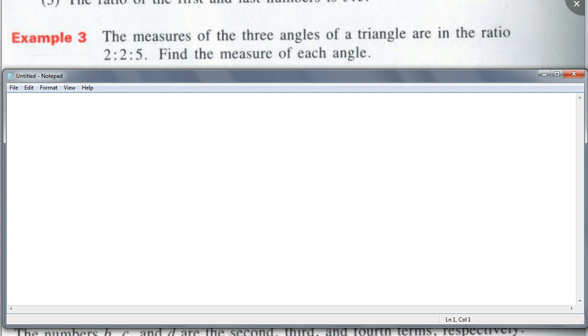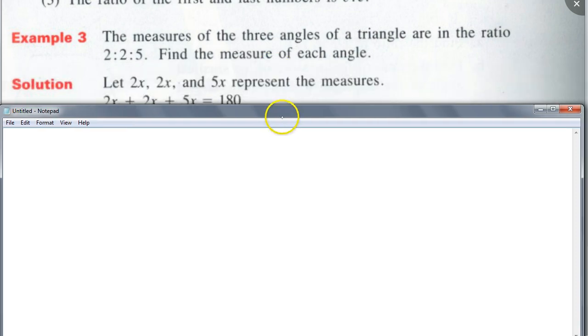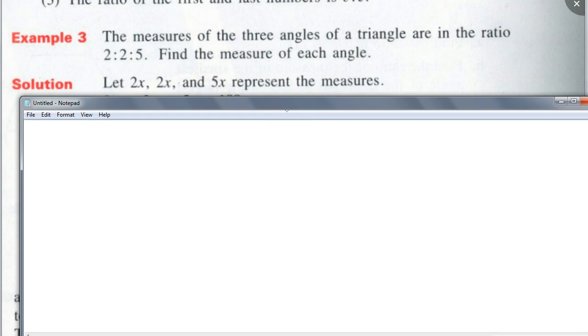Let 2x equal the first angle. Good. Let 2x be the first angle. Then 2x is another angle, and 5x is the last, right? By the way, what kind of triangle is this? It's an isosceles triangle, isn't it? Because remember, the 2 angles are the same in this triangle. So here, this is what we do. They just did it this way. 2x, 2x, 5x represent the measures of each angle.